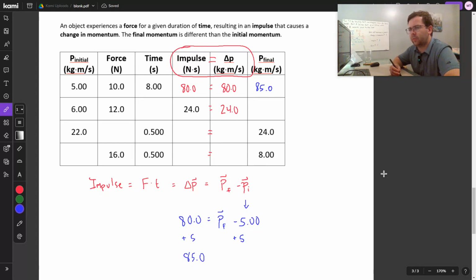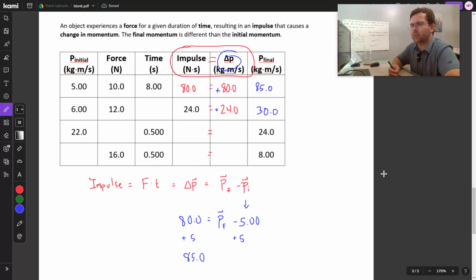Now, I did all this algebraically, but you can also just think about it logically. If you start out at a certain momentum and then your momentum changes by this much, we're adding 80 to it, right? So we start at 5 and we add 80 as our change, and so our final momentum will be 85. Likewise, we can do the same thing here. If we start at an initial momentum of 6 and then we add 24 to that, 24 plus 6 is 30.